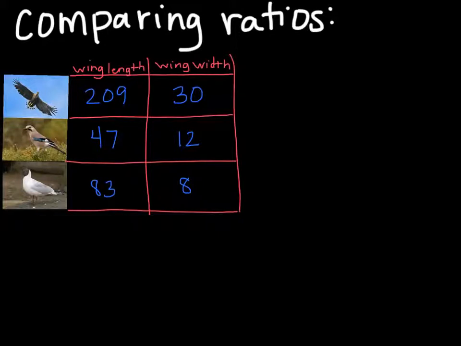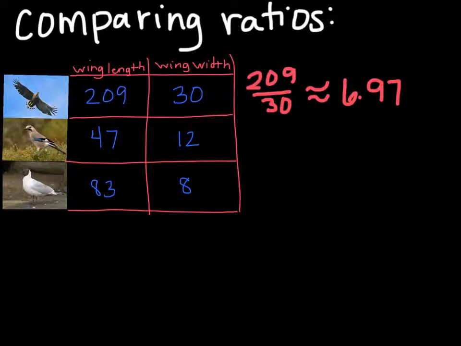So the first thing we need to do is write each ratio as a fraction. So let's begin with our white-tailed eagle, where we're going to write the ratio of wing length to wing width, which is 209 to 30. We'll then divide our numerator by our denominator to get a decimal quantity, which is approximately equal to 6.97.